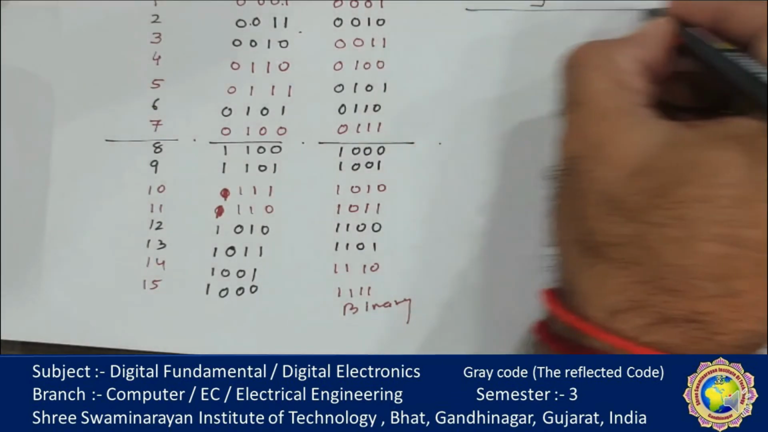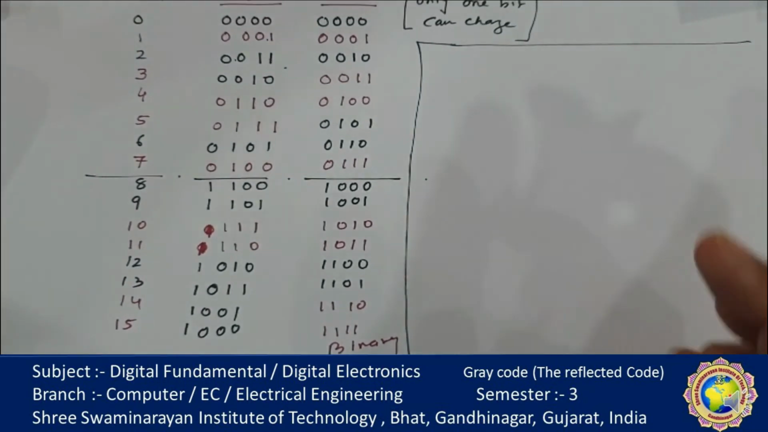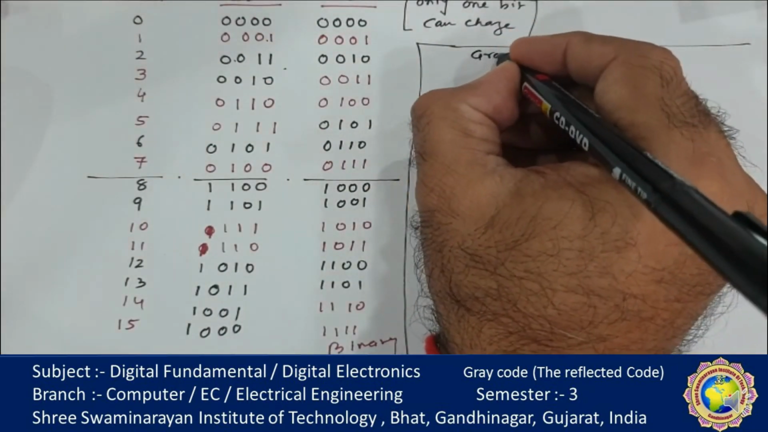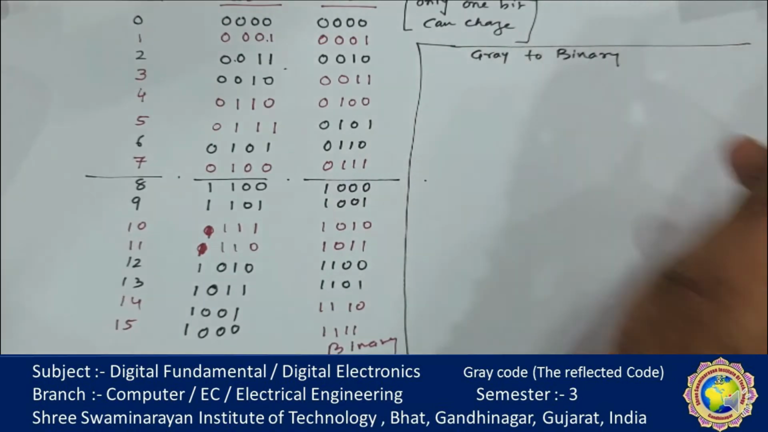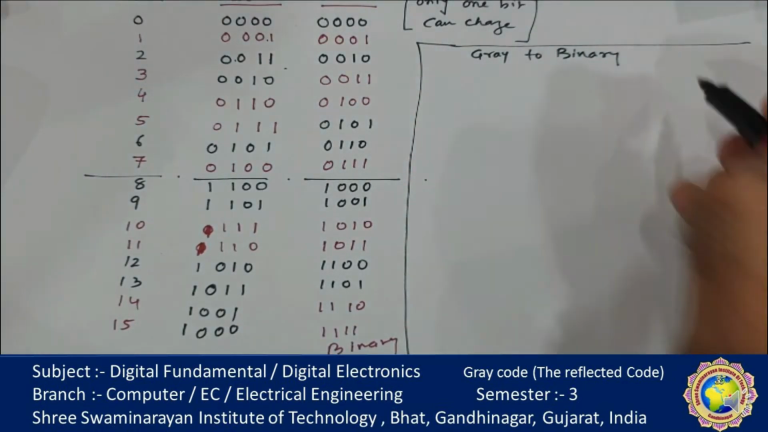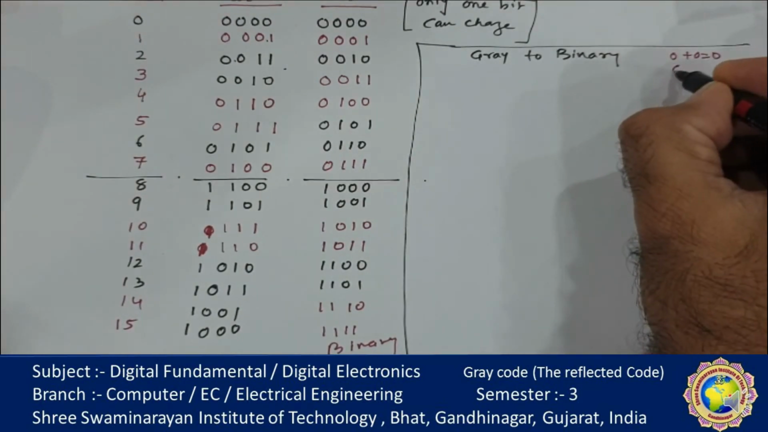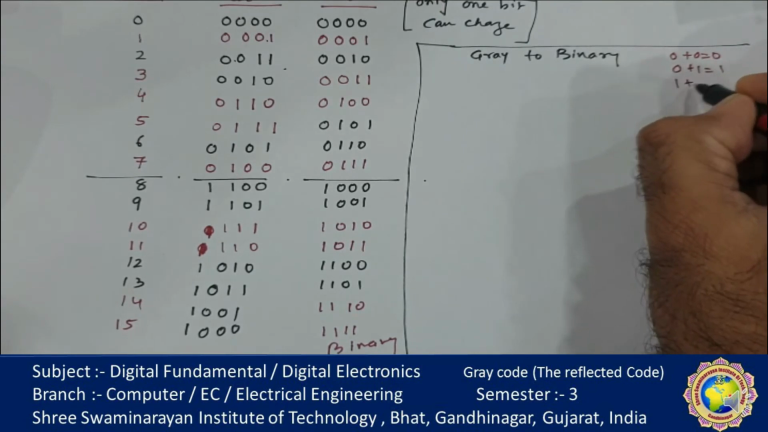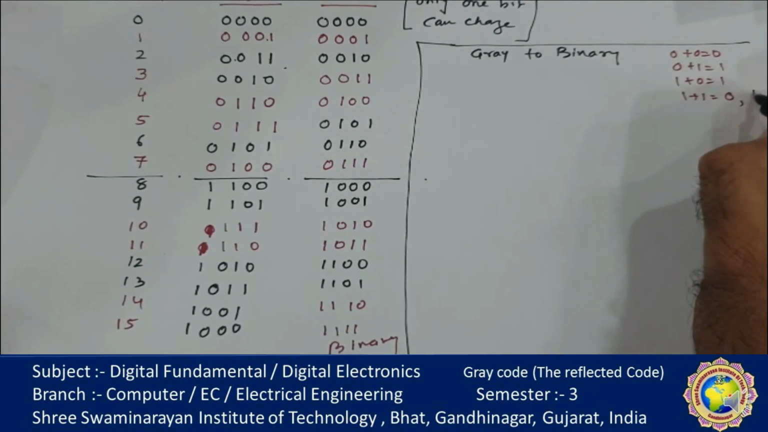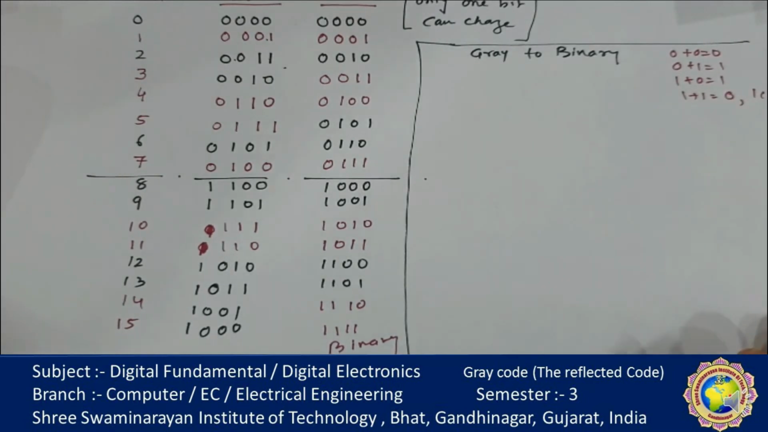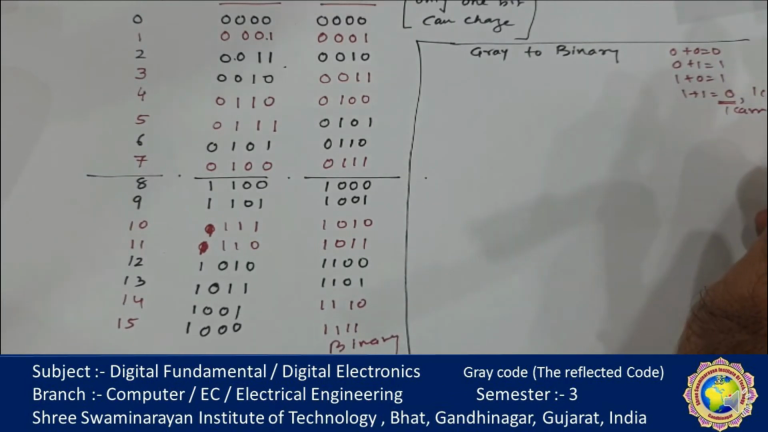Now let's see gray to binary and binary to gray conversion. Gray to binary. Remember that for the 1 bit operation, 0 plus 0 is 0, 0 plus 1 is 1, 1 plus 0 is 1, and 1 plus 1 equals 0, and 1 is carry. And 1 is carry. So we concentrate only on the 1.